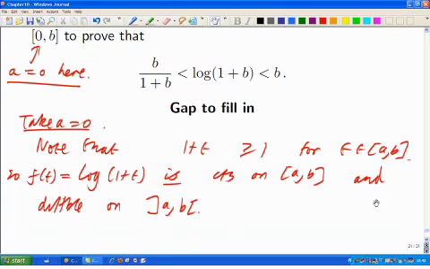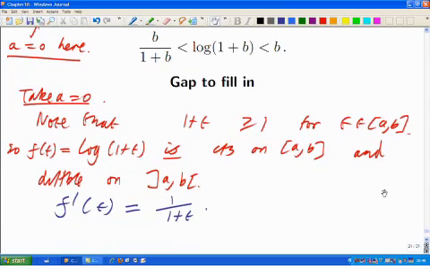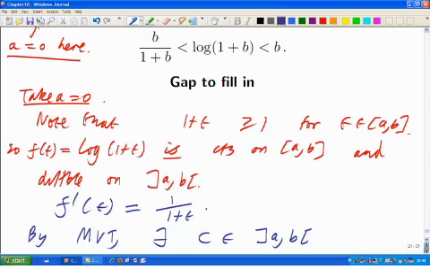We need to know what the derivative is. What's the derivative of log of 1 plus t? Okay, well, you all know the derivative of log of 1 plus t, but you don't have to tell me. It's 1 over 1 plus t. And now we apply the mean value theorem. There exists a c in the open interval ab, which, by the way, of course, is 0b because a is 0.